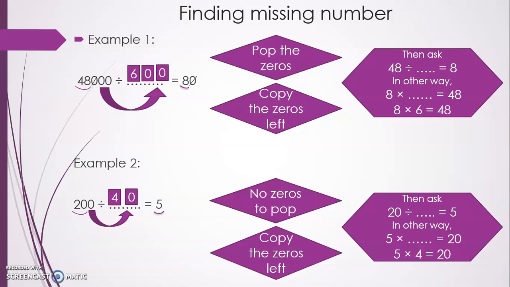As for the first example, let us check. 48,000 divided by 600. I pop zeros, 2 zeros from the first number and 2 zeros from the second number. I still have 480 divided by 6. I ask myself, 6 times what gives me 48? 6 times 8, then I write 8. How many zeros do I have to copy? 1 zero. Then the answer will be 80 and my work is correct.